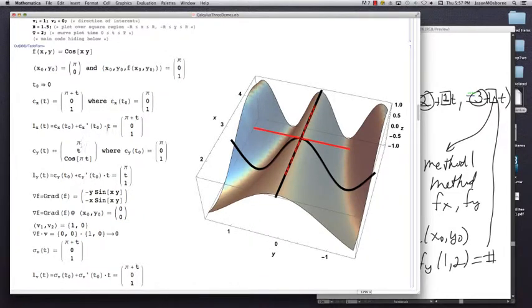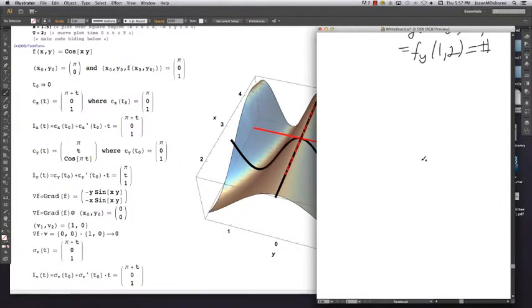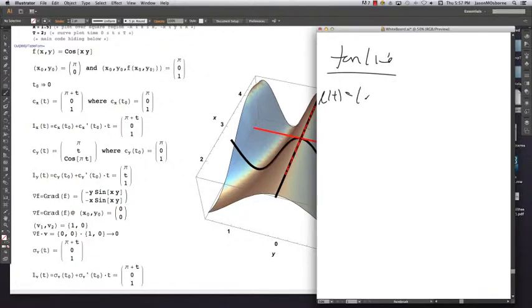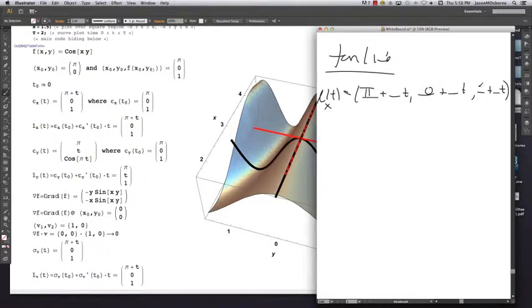Now, when you compute the tangent line, it has 6 pieces. It is a line, L of t, with 6 pieces: blank plus blank t, blank plus blank t, blank plus blank t. Sorry, I need to make that a little bigger. According to this, our curve in the x direction goes through the point pi, 0, 1. That's the point that it goes through.